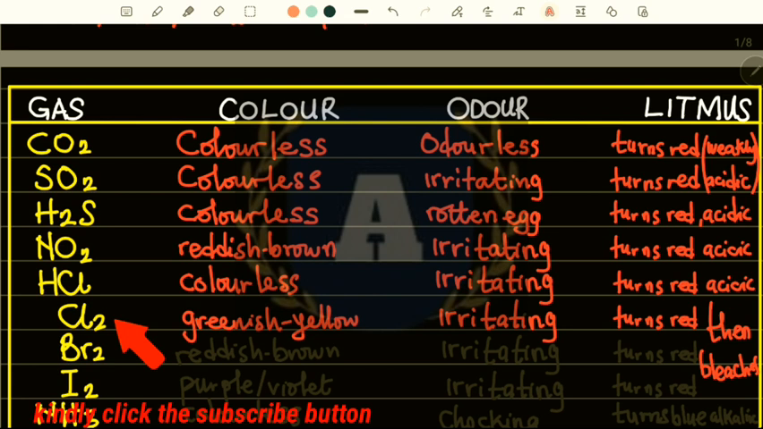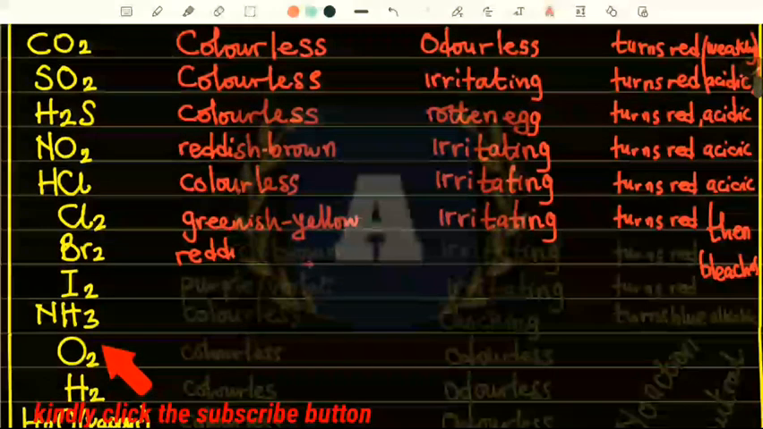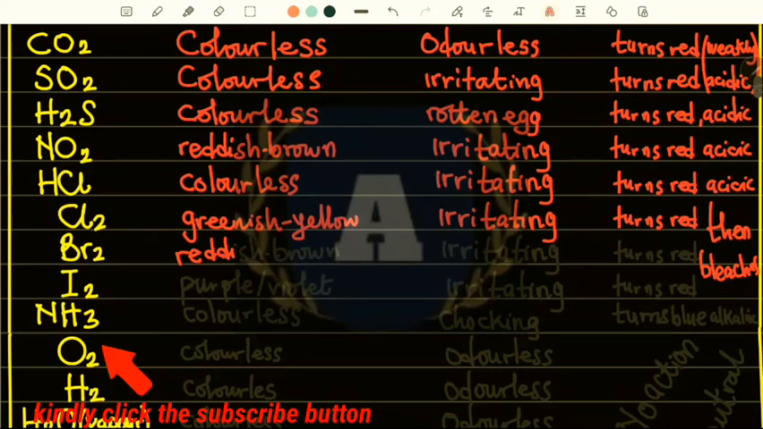All right, the same thing as bromine gas. Bromine gas also turns blue litmus red and then bleaches it. For bromine gas, its own color that makes it different from chlorine gas is that it is reddish brown. It also has an irritating smell like chlorine gas, turns litmus red and then bleaches.